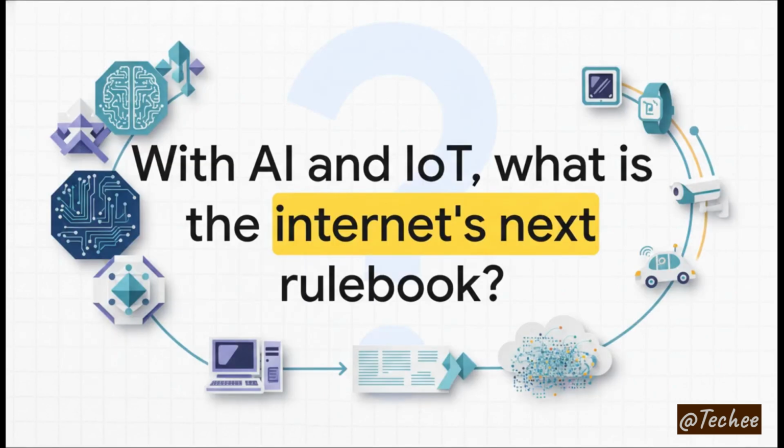And that leaves us with one final big question to think about. The TCP/IP model is decades old. It was designed for a very different internet. Now, as our world is evolving with AI and the Internet of Things, connecting billions and billions of new devices, what do you think the next rulebook for the internet is going to look like?